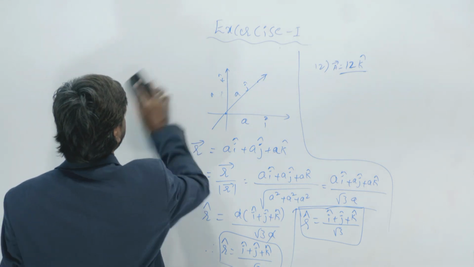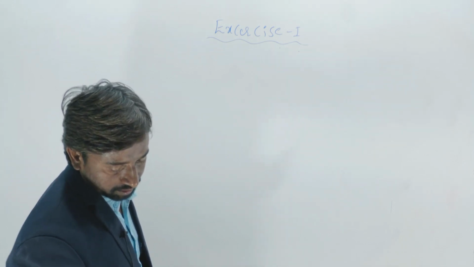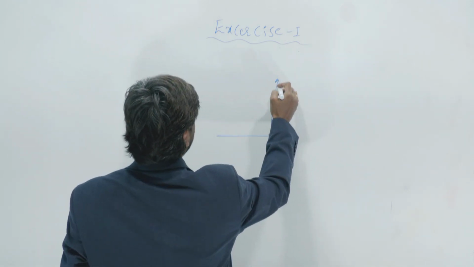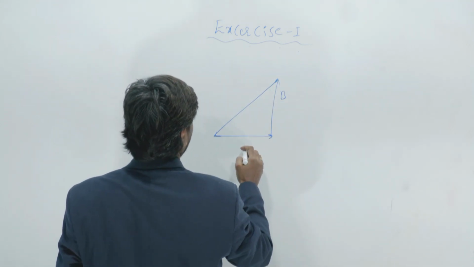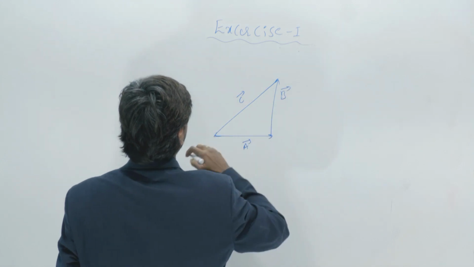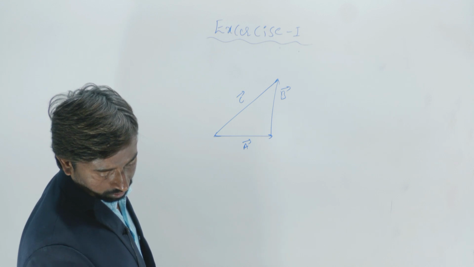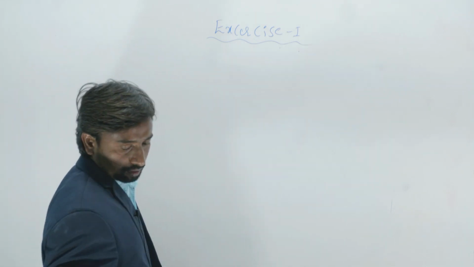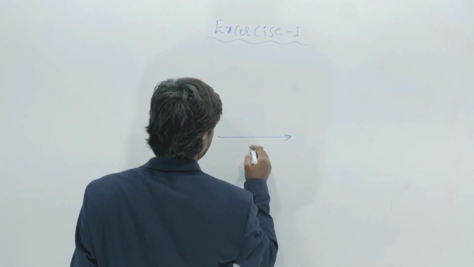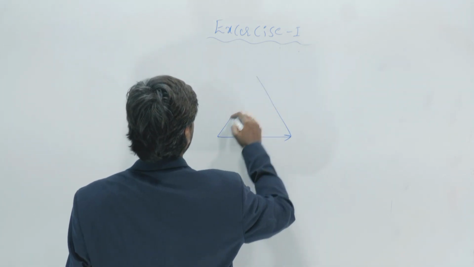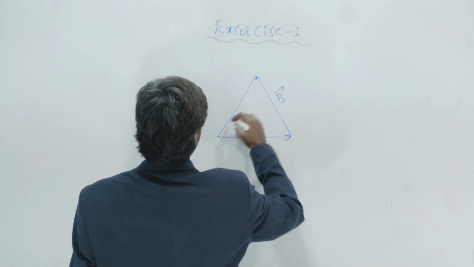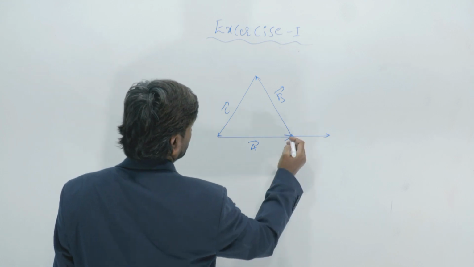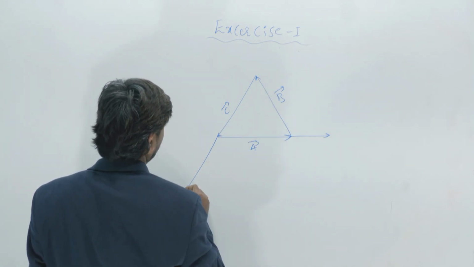Now 13th one. a, b, c represent the three sides of an equilateral triangle taken in the same order. So like this, this is a and this is b and in the same order this is c. So a bar, b bar and c bar. An equilateral triangle they have said there. So here this is the a bar vector, this is the b bar vector, and this is the c bar vector.